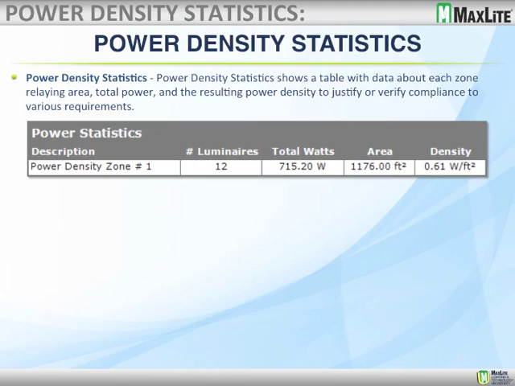What you do is you figure out the area for that project, and then you figure out how many luminaires you've used, and it gives you the total watts. Then you take all that into consideration, and it gives you the power density that you're using. So it came out to 0.61 watts per square foot, taking the 715 watts divided by the area.